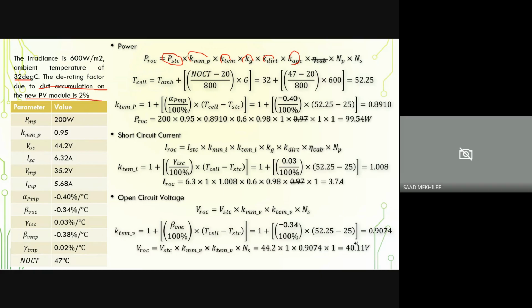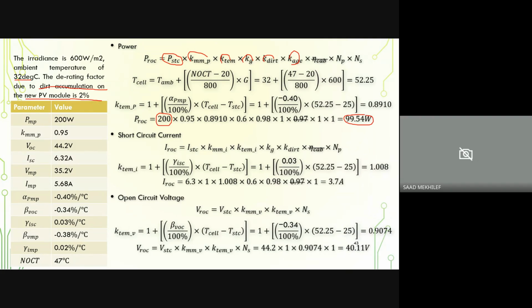You see how many derating factors? For this example, we assume the S and P is 1. So for example, if we have a PV panel of 200 watt at STC, actually the power that we get is only around 100 watt, half of what we expect.